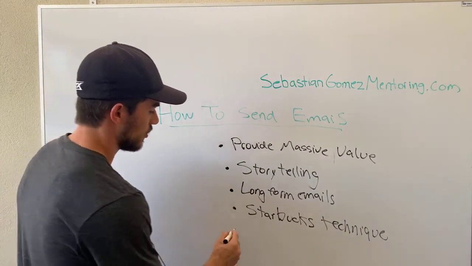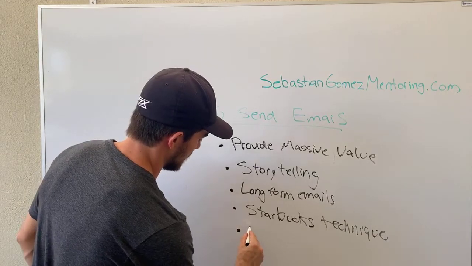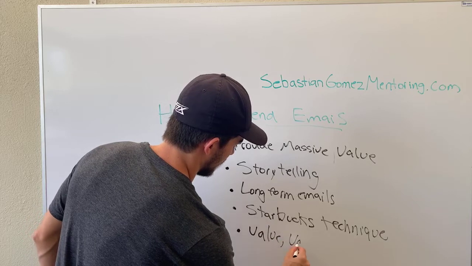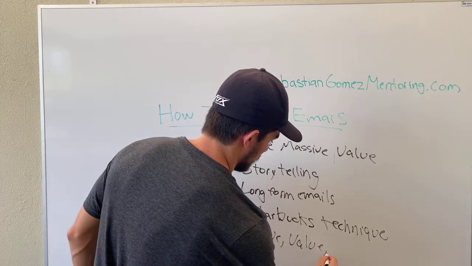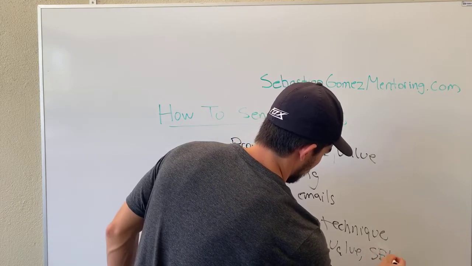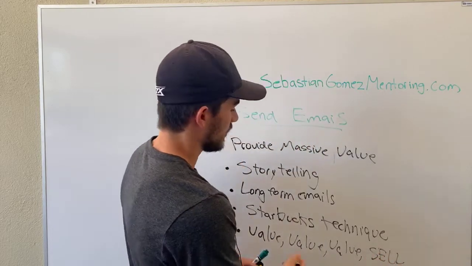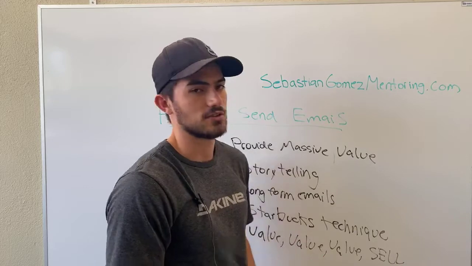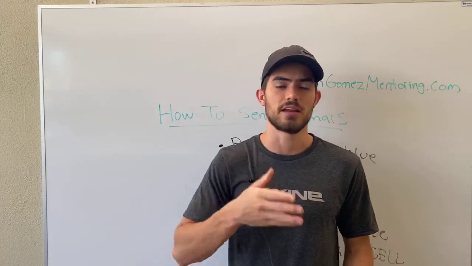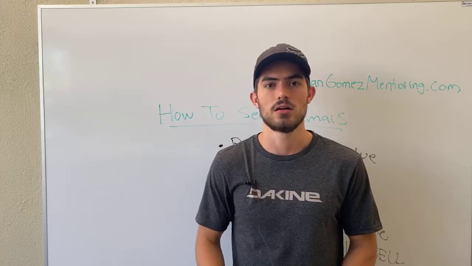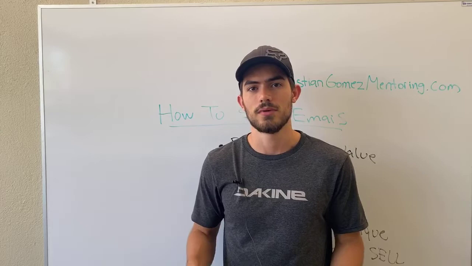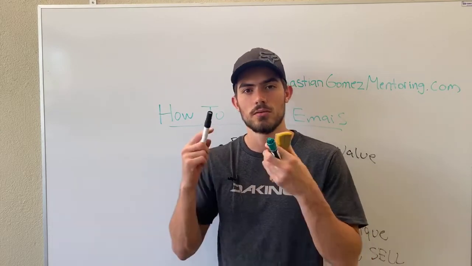Here's kind of like the general concept I follow. Value, and then sell. Or you can do value, value, sell. So what this means is that you send an email on Monday providing value, you send a second email on Wednesday providing value, and then on Friday you send a third email, and that email still provides value but sells, right?